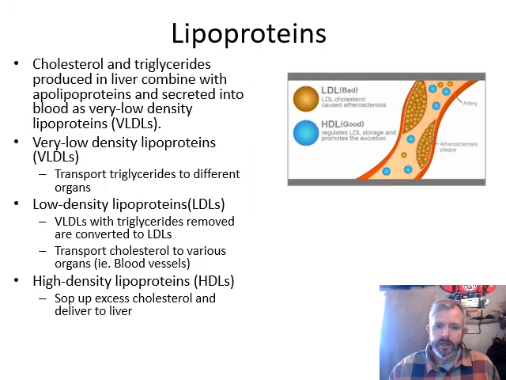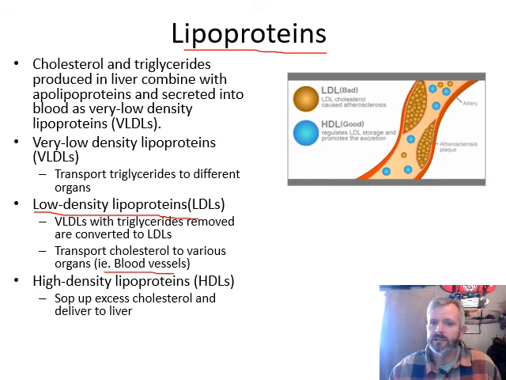Since we're looking at lipid transport, let's look at some of the lipoproteins you've probably heard of in health news and so forth. Your liver is going to produce cholesterol and triglycerides and send them out with apolipoproteins, and they make these very low density lipoproteins that can transport triglycerides to the different organs throughout the body. After the triglycerides are removed, we're left with low density lipoproteins, and these can transport cholesterol to the various organs, and if levels are high, they'll transport some to the blood vessels.